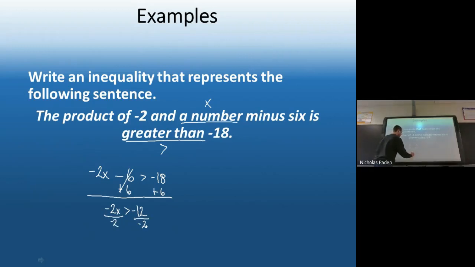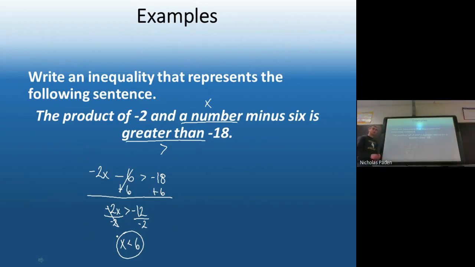And that means what else do we need to do? We need to flip our inequality sign and make it less than. -12 divided by -2 would be +6. So x is less than +6. That would be our solution set. If I were to graph this, tell me, would it be an open, closed circle, and which way would I shade? It'd be an open circle, and I would shade to the left because x is less than.